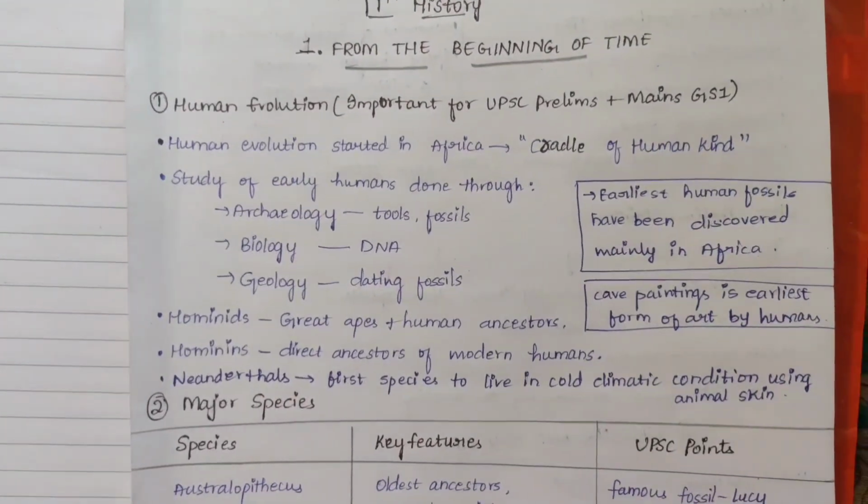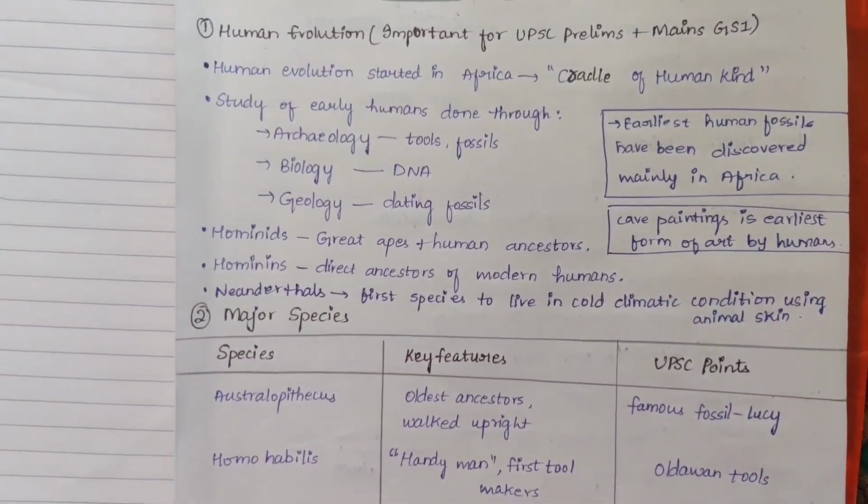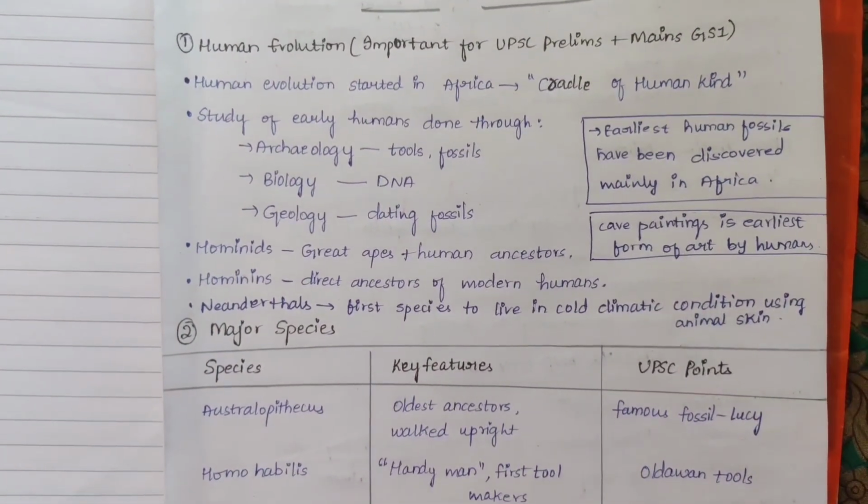And here is the first point. Human evolution started in Africa and it is also known as the cradle of humankind, and the study of early humans is done through three ways, that is archaeology, biology and geology.